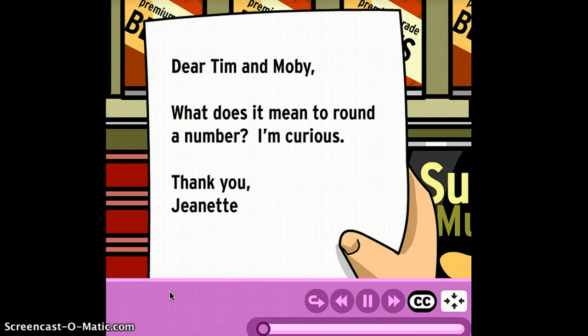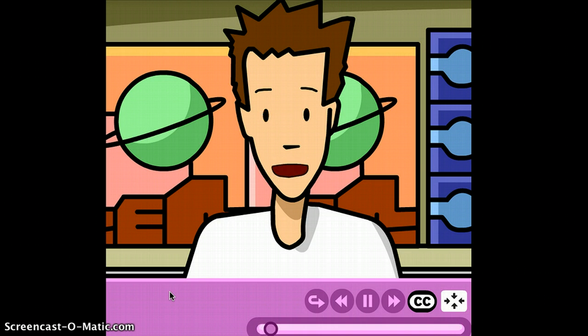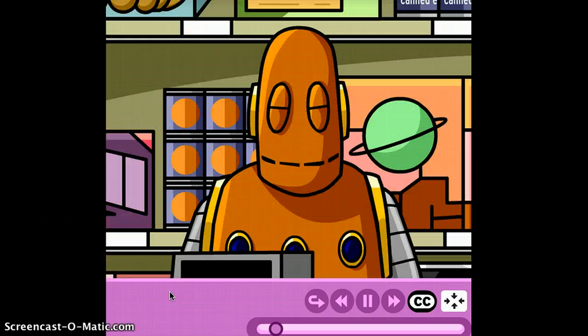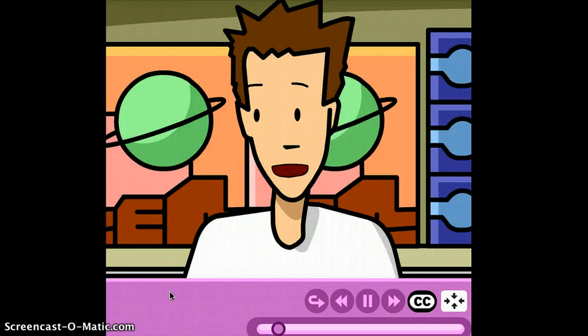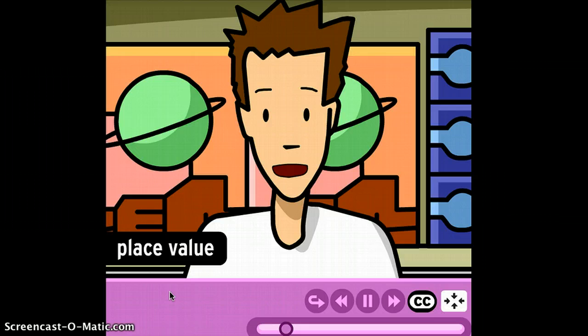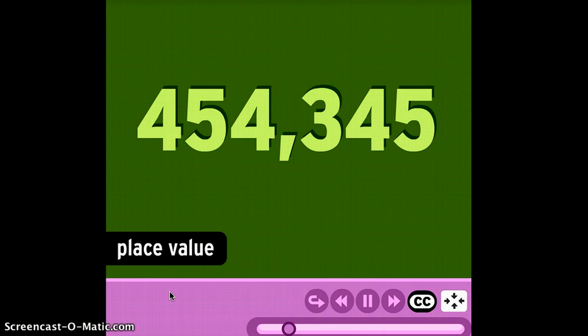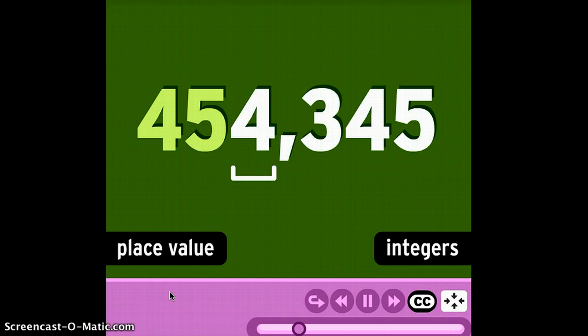Dear Tim and Moby, what does it mean to round a number? I'm curious. Thank you, Jeanette. When you round a number, you change it to a simpler one with roughly the same value. It's basically an estimate. No, you can't just choose any old number you want. There are some rules you have to follow. When you round something, first you have to decide what place value you want to round to. A digit's place value is its position within a longer number. For integers, or whole numbers, the lowest place value is the ones place, followed by the tens place, hundreds, thousands, and right on up.